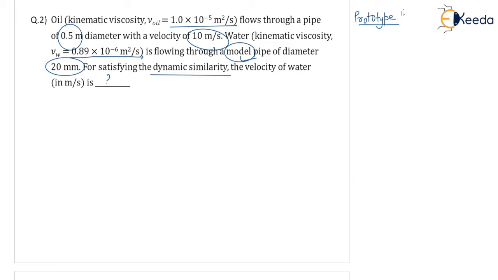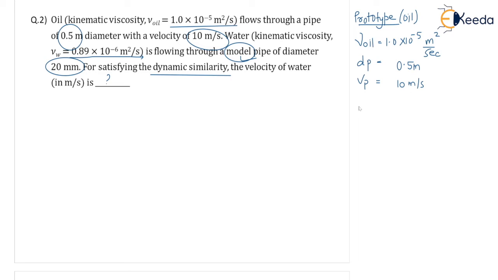So I'll write the oil here. Kinematic viscosity is given for the oil. Nu of oil is equal to 1.0 × 10^-5 m²/s, and the second data given is the diameter of the pipe, d_p for prototype, that is equal to 0.5 meter, and the velocity in case of prototype is 10 meter per second.